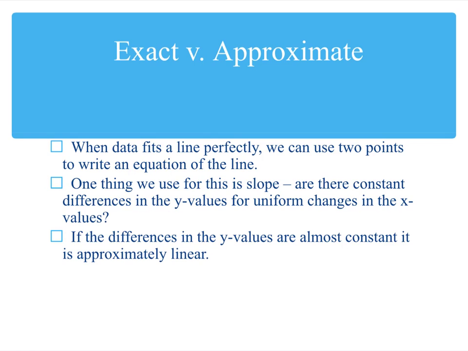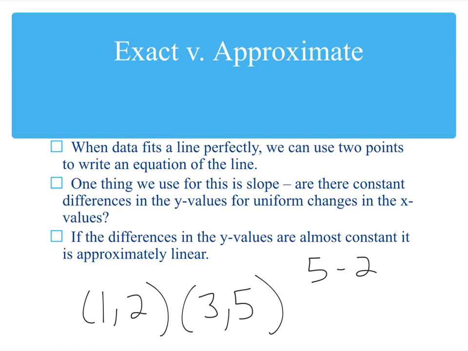When data fits a line perfectly, you can use 2 points to write an equation of a line. And so when you first go to write that equation, you need to find the slope. So I might have the points (1, 2) and (3, 5). And we would subtract the y values, and we would subtract the x values.